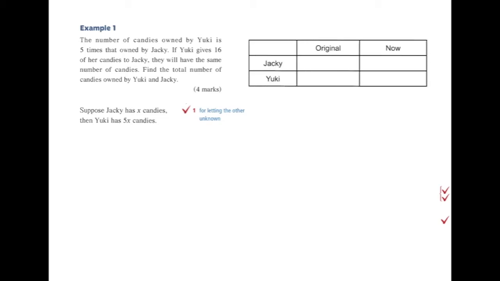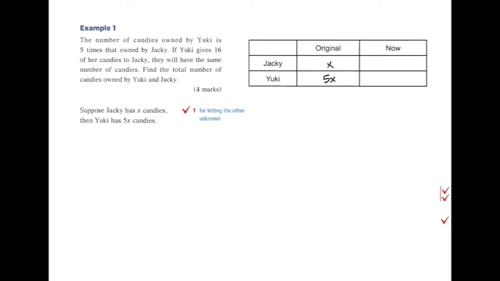Next, we will draw a table like this. Write down the names of the 2 people, Jackie and Yuki, in the first column, original number of candies and the final number of candies in the first row. The original numbers are X and 5X respectively.